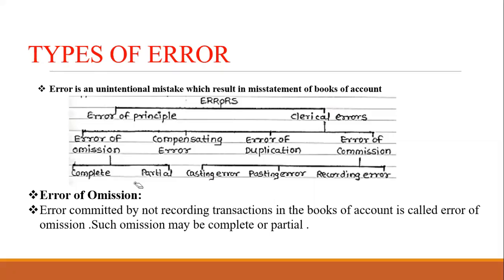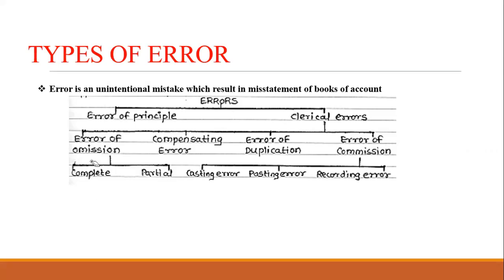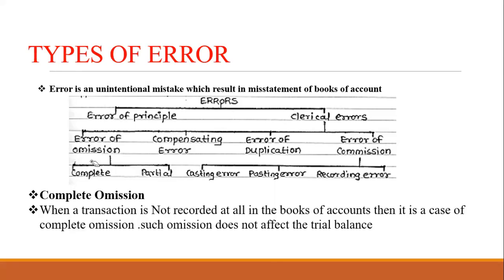Partial. Yes. Under partial omission, your final account won't tally. But under complete omission, it will tally because both the effects are getting nullified. Okay, perfect. So under complete omission, when a transaction is not recorded at all in the books of account, it is a case of complete omission. Such omission does not affect the trial balance. So it won't affect your final accounts either.